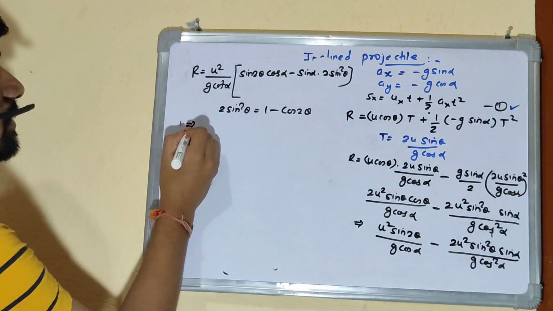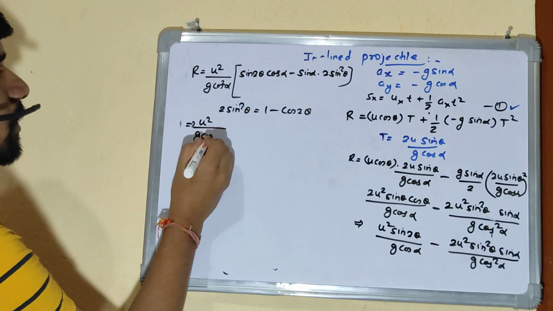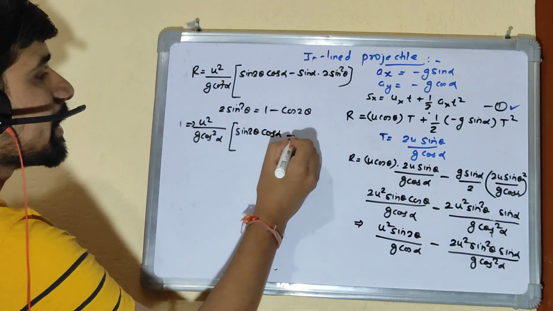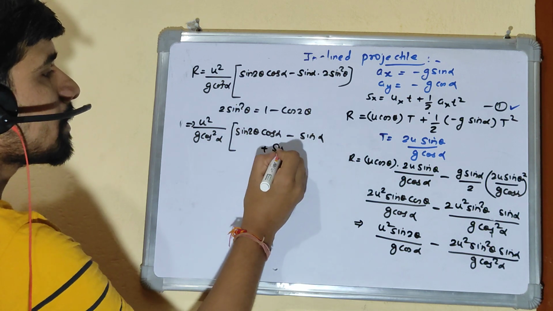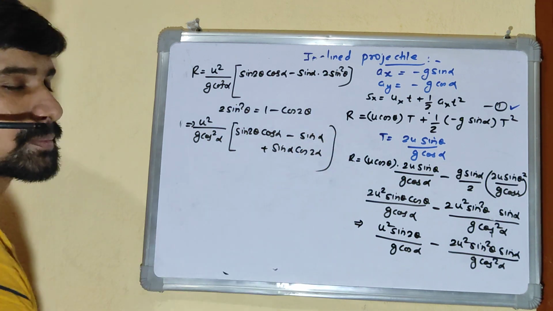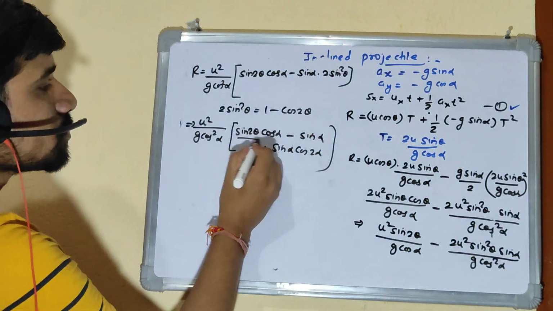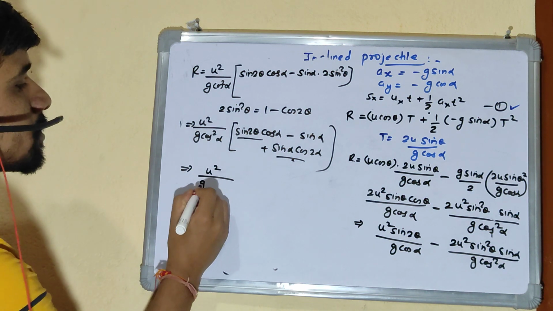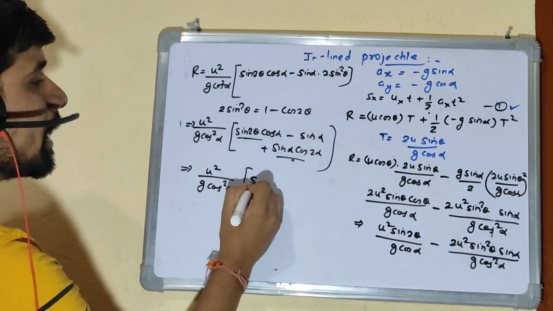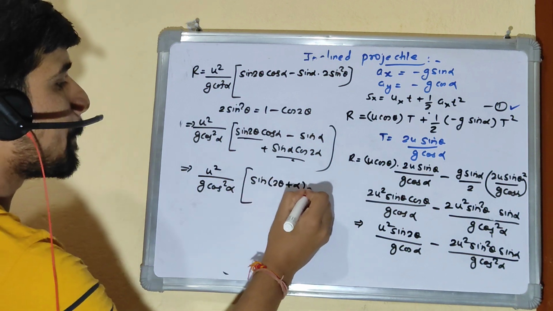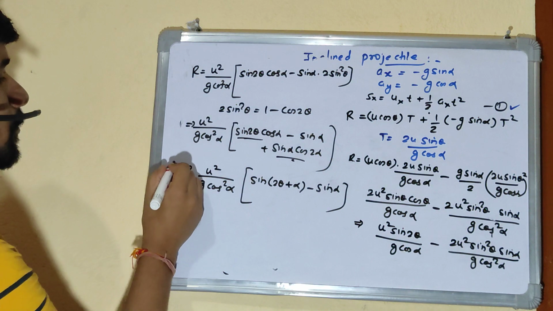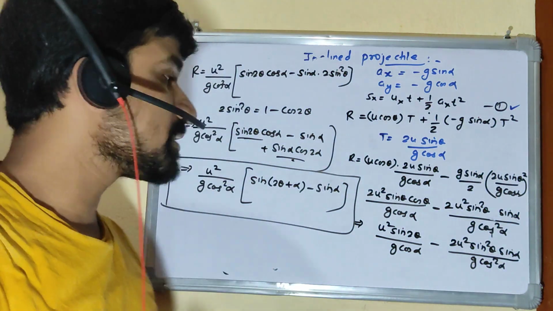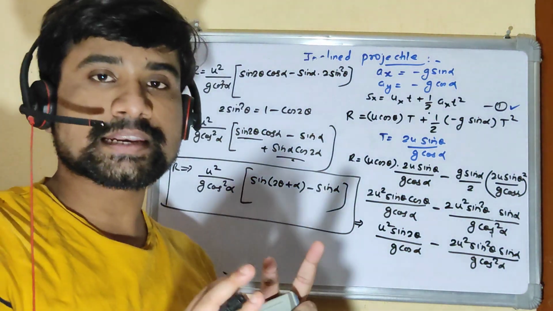If I put it there, this becomes u square by g cos square alpha, and then sine 2 theta cos alpha minus sine alpha plus sine alpha cos 2 theta, right? Now this becomes sine a cos b plus cos a sine b, and the final expression which will come is u square by g cos square alpha into sine 2 theta plus alpha minus sine alpha, and this is my expression for range for the case of inclined projection, right?